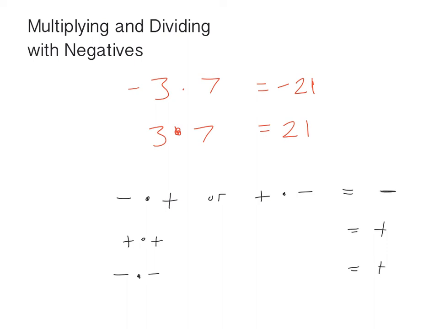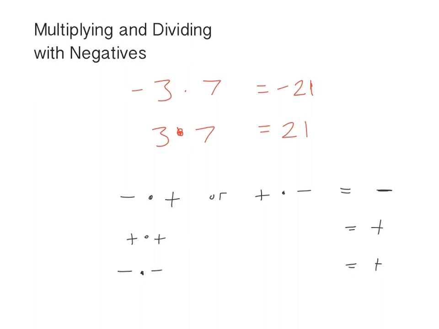So the only time when you're multiplying or dividing and you're going to get a negative number is when one of them is negative. If they're both positive, the answer is obviously going to be positive. 3 times 7 is 21. If they're both negative, though, a negative times a negative, it's still going to be a positive. They cancel each other out. So let's work on some problems.